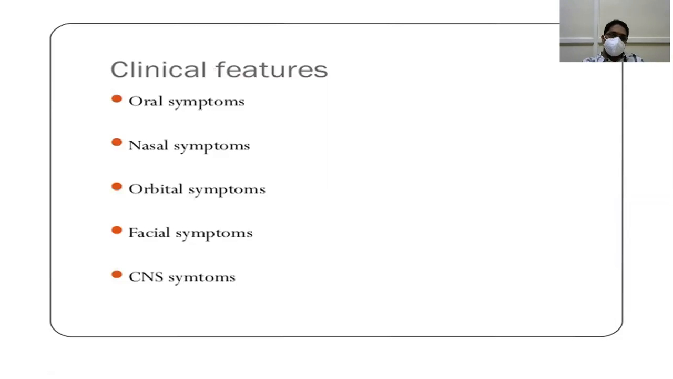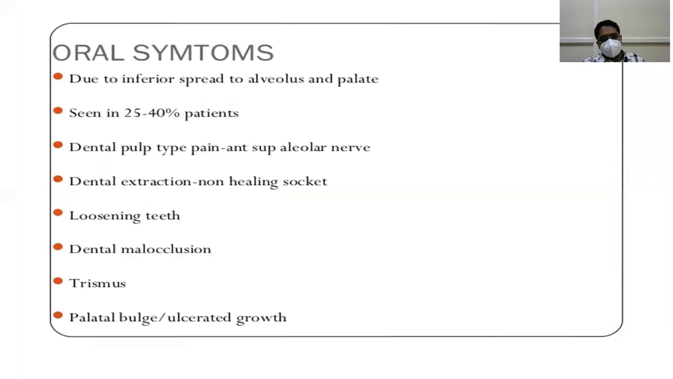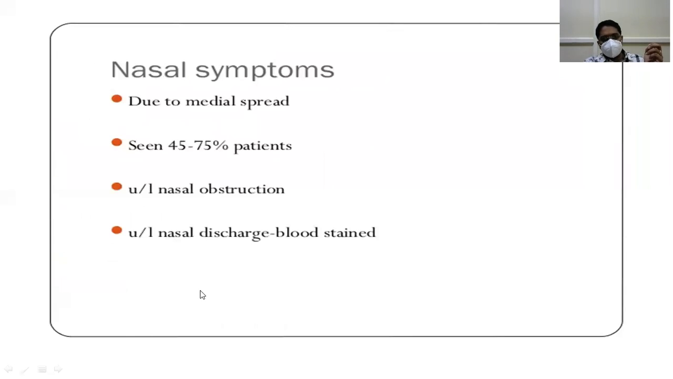Depending on the route of spread, the symptoms are oral, nasal, orbital, facial, followed by CNS symptoms. The oral symptoms, as I told you, are due to inferior spread, where the alveolus and palate get involved. It's seen in 25 to 40% of patients. Mainly loosening of the teeth, dental malocclusion, trismus, and problems after dental extraction are the symptoms.